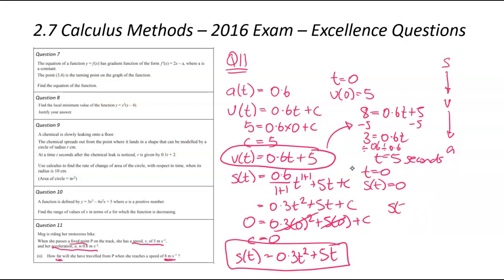So the displacement in 5 seconds is going to be equal to 0.3 times 5 squared plus 5 times 5. Because there's decimals and squares, I wouldn't do this one step by step. I'll just bang it into the calculator. If you do that, you're going to get 32.5 meters. So that means she has traveled 32.5 meters when she got up to 8 meters per second.